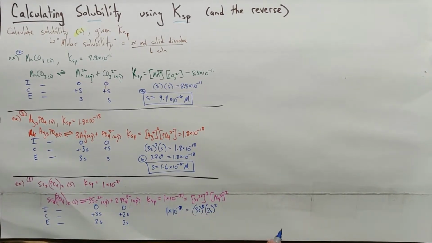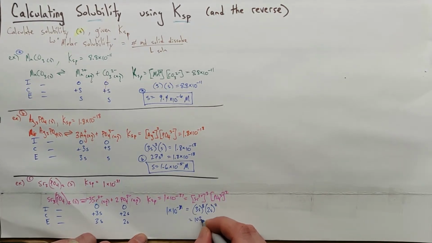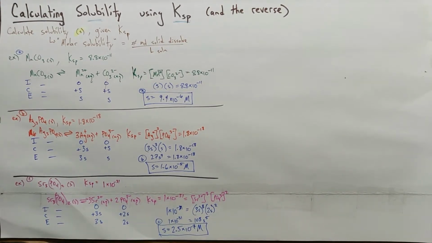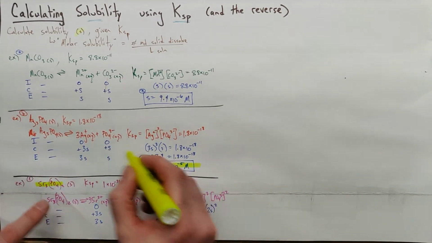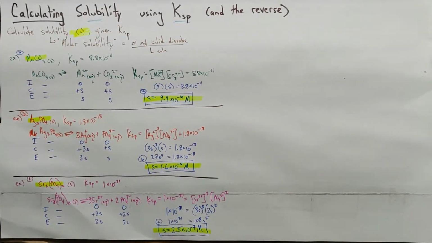All right? And again, you can punch that into a solver or whatever. You can save yourself a little bit of effort if you expand that as 108 S to the 5th is 1 times 10 to the minus 31st. And we find out in this case that the solubility is 2.5 times 10 to the minus 7th molar. Solubilities do have a unit, as I said. So there we go. That's the solubility for those three things. This for strontium phosphate, this for silver phosphate, and this for manganese carbonate. Those are our solubility values.